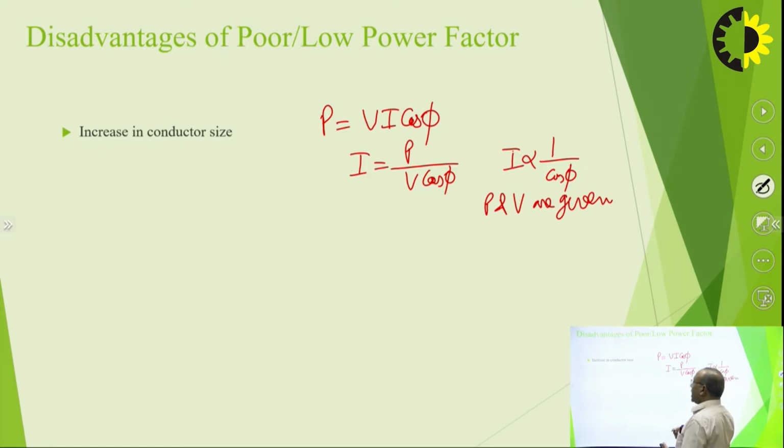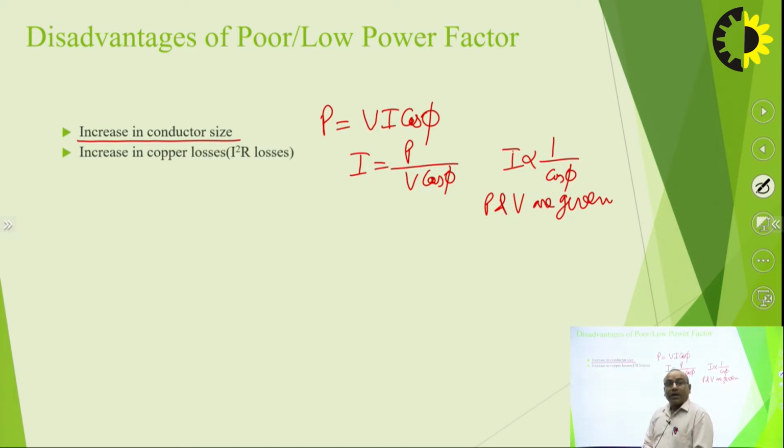So in that case, if power factor is poor, the current passing through the line which is supplying the power in the circuit will become large current, and for carrying large current in the line, the size of the conductor will increase. So this is the increase in conductor size, that is the reason behind this. Next problem, increase in copper losses, which is also known as I square R losses.